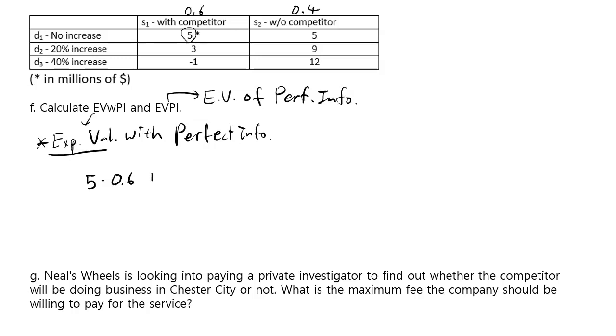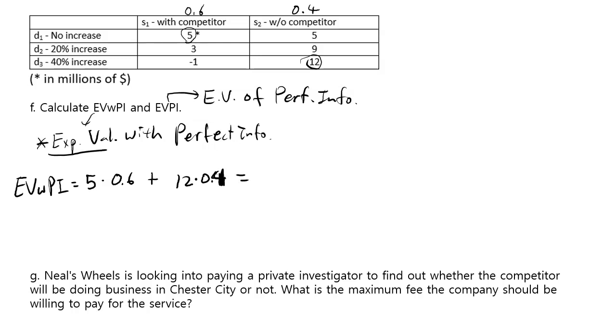Now, on the other hand, the probability that there won't be any competitor, that's 0.4, and in that case, you would go with 12. Because, of course, you know that there is no competitor, so you expand your business and you make more money. So that's what you will do. Right now, you don't have the perfect information, so you can only find the expected value of your profit. Okay? So this is the EV with perfect information.